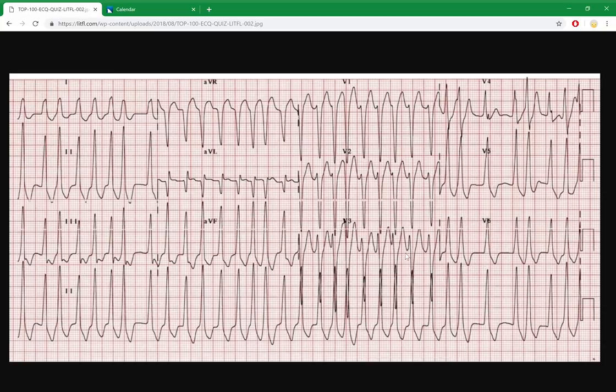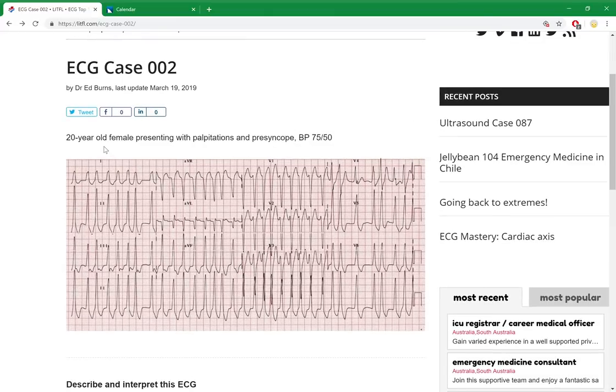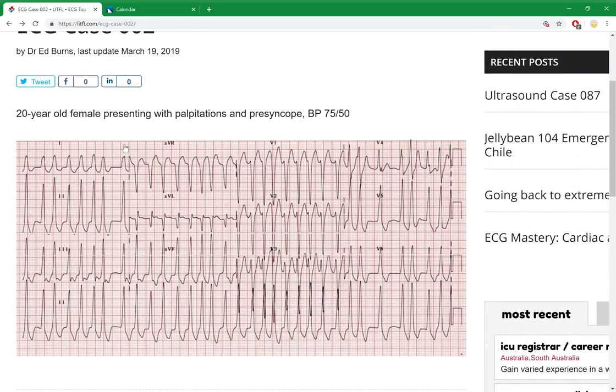So what else do we notice about this? Let's look at the clinical context first. This is a 20-year-old female presenting with palpitations and presyncope. Her blood pressure is very low, 75 over 50. Although a 20-year-old female can absolutely have an MI, this is likely not an MI. What type of arrhythmias are 20-year-old females prone to? Well, possibly atrial fibrillation. And we talked about one specific arrhythmia in class, Wolff-Parkinson-White.